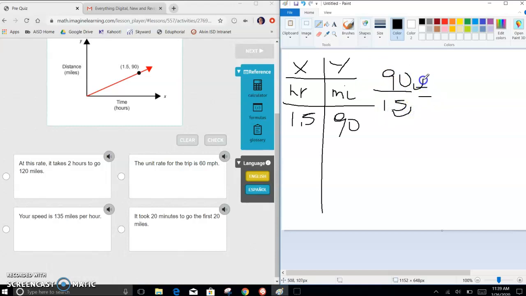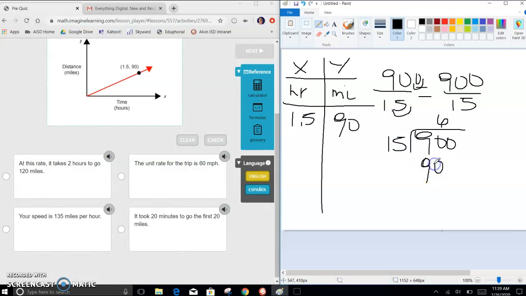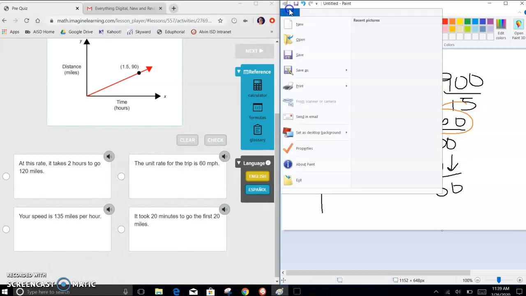Move the decimal over once, move the decimal over once. 900 divided by 15. Hold on, baby. 900 divided by 15. 15 into 90 is 6. Yes, Jonah. 6 times 15 is 90. 0, 0, 0. Okay, it's going 60 miles per hour. So keep that in mind.